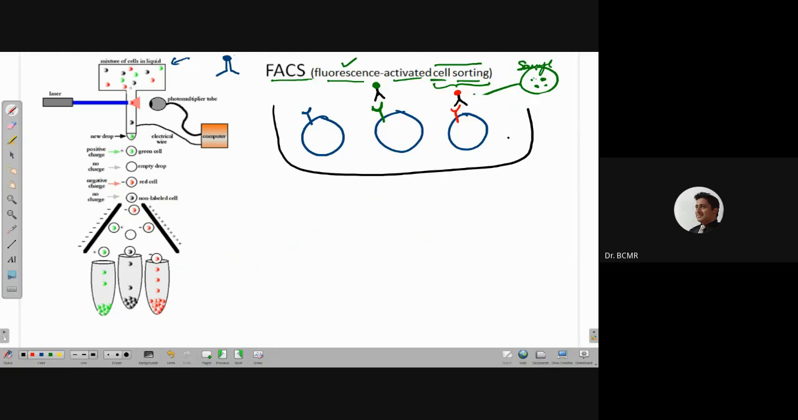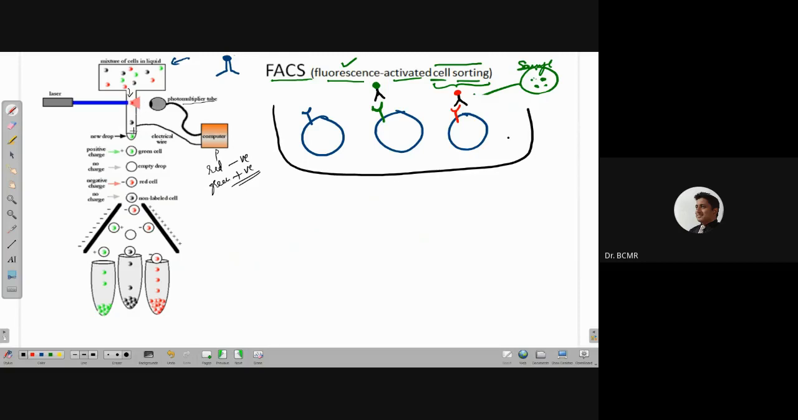Now, when that happens, they are allowed to pass through a fine capillary, a tube like this. That means only one cell at a time can pass through it. When the cell comes, a laser beam hits it, and if there is a fluorescent dye, it will emit fluorescence, and that is picked up by the detector and then sent to the computer. And the computer will decide. We will have used a program for it. If it is red, give it a negative charge. If it is green, give it a positive charge. We would have set the computer to do that.